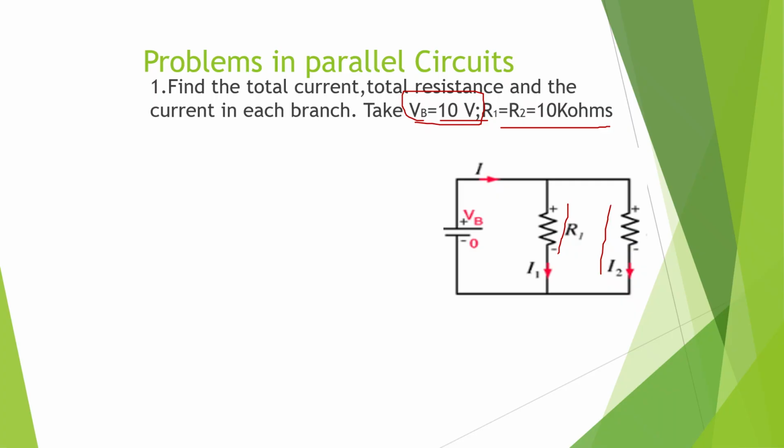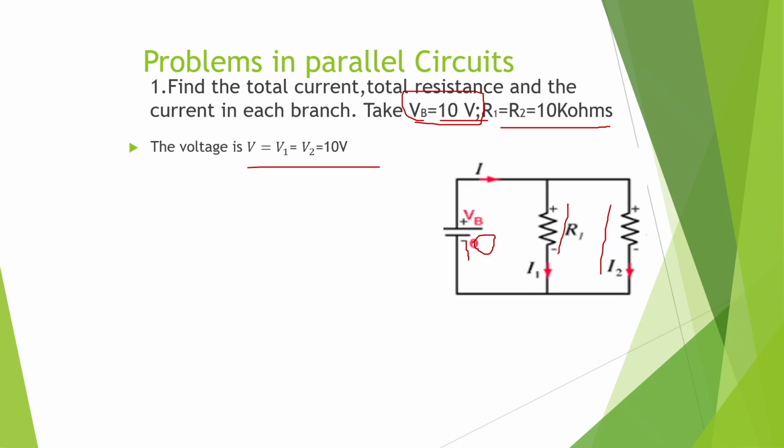First, the question asks for the total current and the total resistance. We know the formula for the total current, total resistance, and the current in each branch. Let us do it one by one. In a parallel circuit, we know the voltages are the same. What is the voltage given over here? It is 10 volt. So V1 is equal to V2, which is equal to 10 volt.